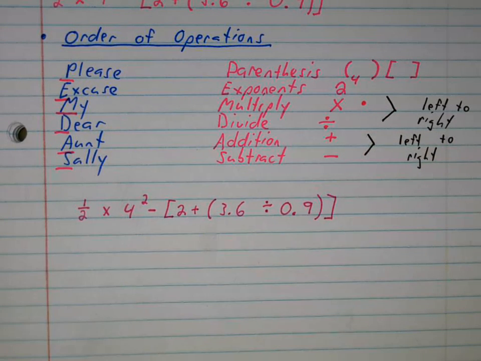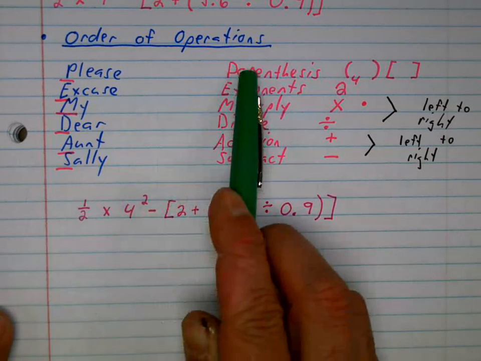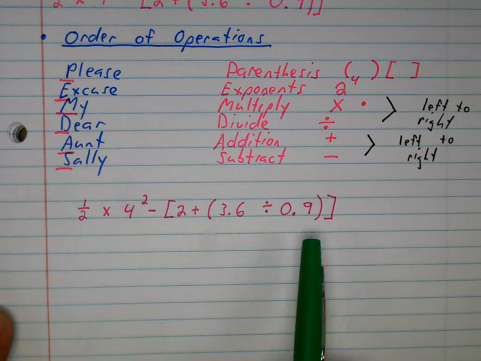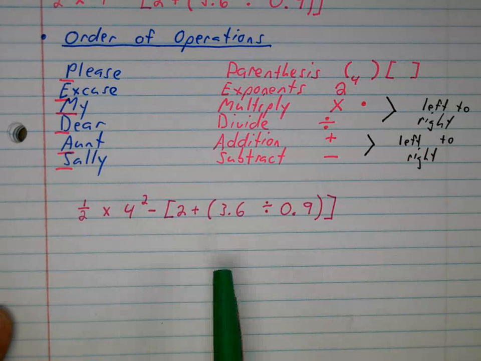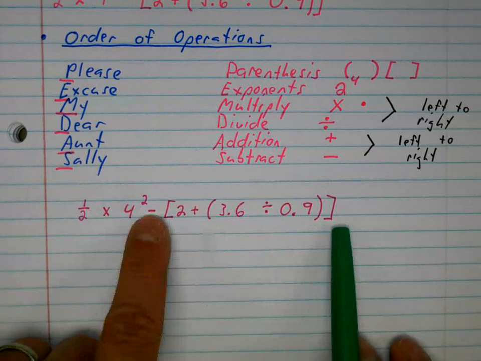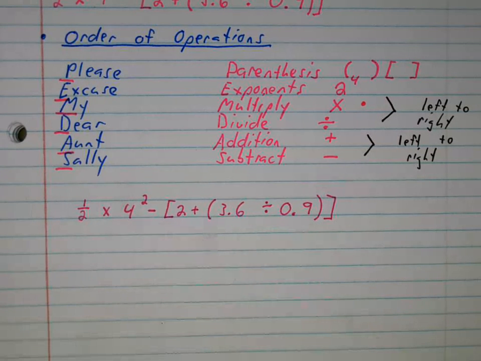So, like I said, I do not want to try and do this all at one time. I'm going to do one step at a time. Don't try to do more than one step at a time because that's where mistakes happen. So, very first thing is, we'll start with please. So that's parentheses. We want to see, are there any parentheses in here? And if so, we're going to do that operation first. Well, you'll see I have brackets and parentheses. I do the parentheses first. So what's inside here first?